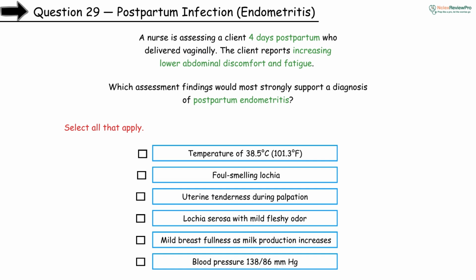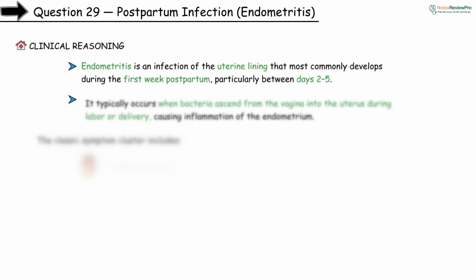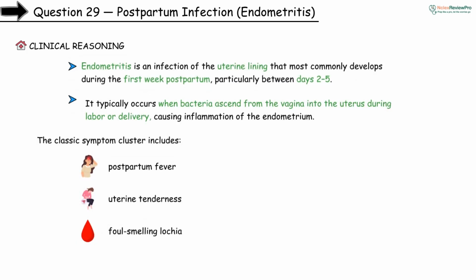The correct answers here are temperature of 38.5 degrees Celsius, foul-smelling lochia, uterine tenderness during palpation. Now let's break down the clinical reasoning. Endometritis is an infection of the uterine lining. It most commonly occurs within the first week postpartum, especially between days 2 to 5. It happens when bacteria ascend from the vagina into the uterus during or after delivery.